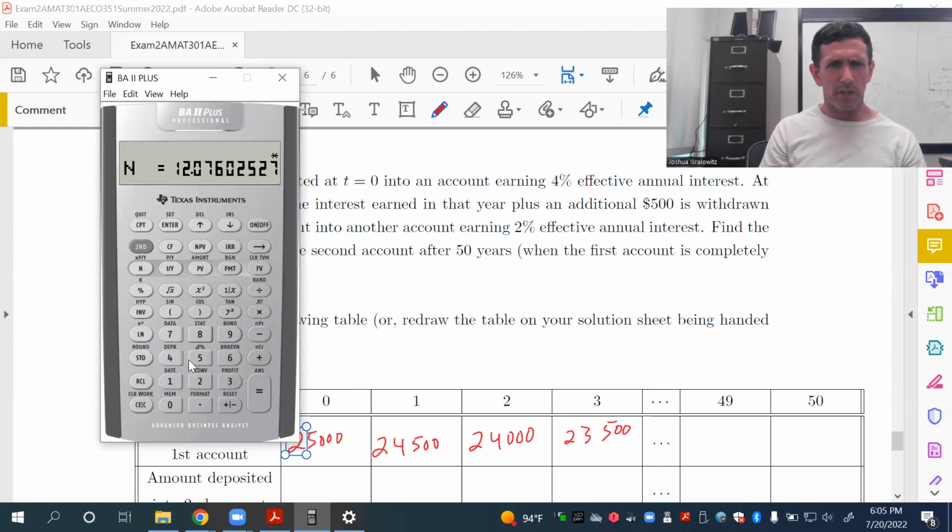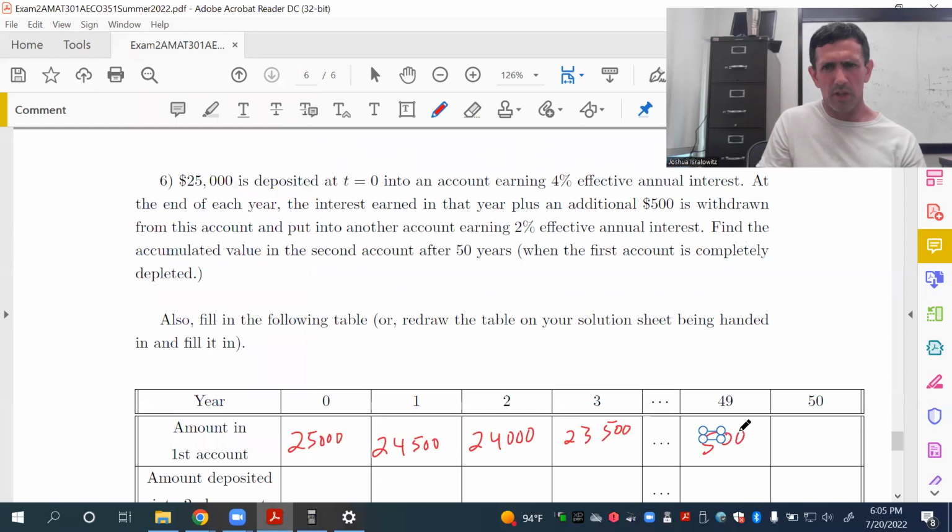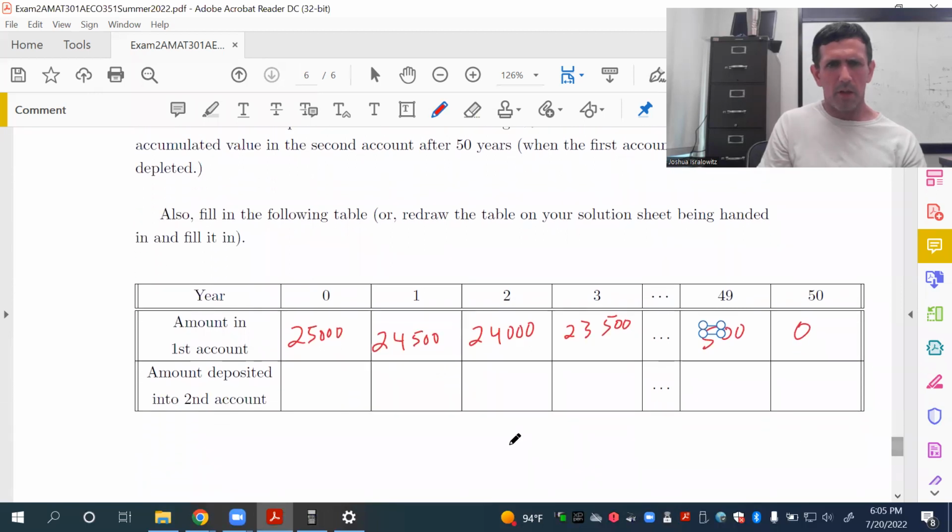Yeah, so let's take 25,000 minus 49 times 500. So that's 500, then finally 0. All right, so nothing's deposited here because at the end of each period, we take that year's interest plus 500, dump it into the second account. So again, I want the amount deposited, not the accumulated value at the end of each period in the account. We're going to use our formula to figure that out.